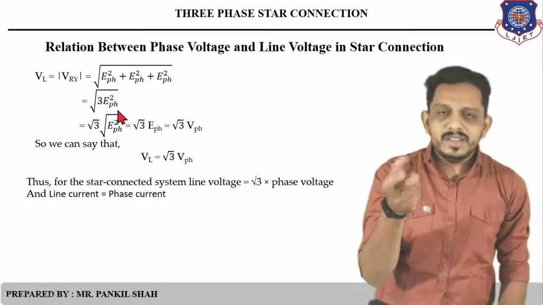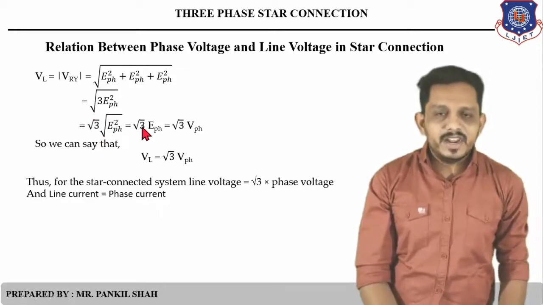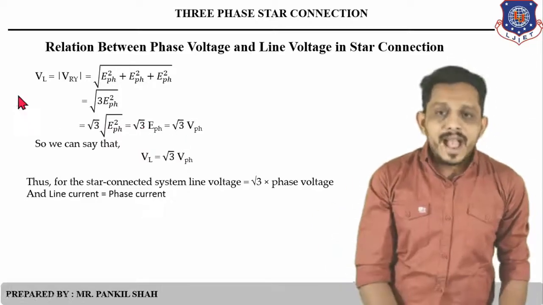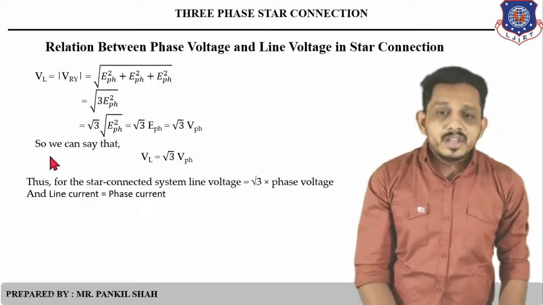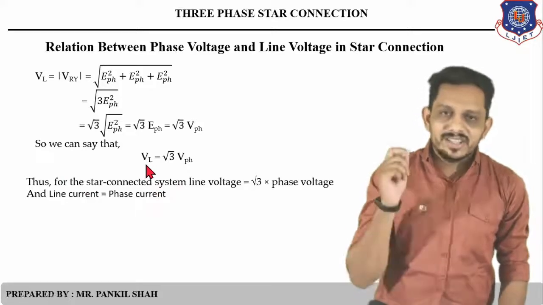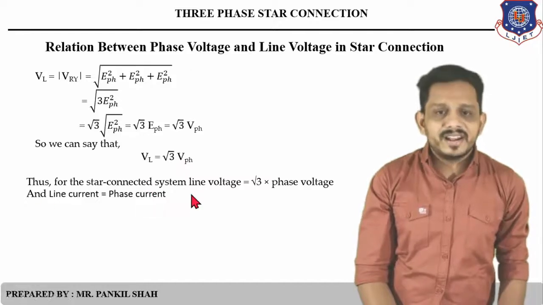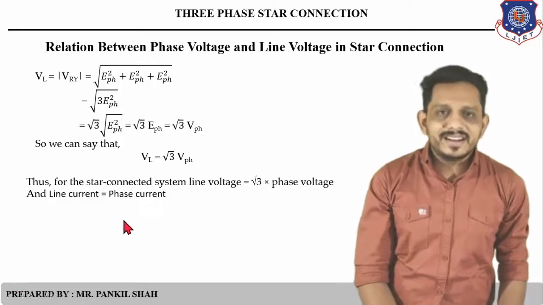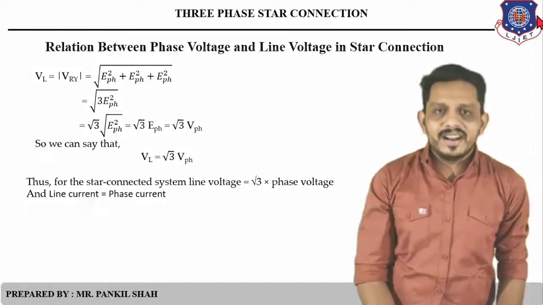If we take the square root of both terms, then it will be root 3 and the square root of E phase square. So removing the under root from the second term, it will be root 3 times E phase, or you can say root 3 times V phase. This root 3 V phase is the value of the line voltage. So we can say that the line voltage in star connection is root 3 times the phase voltage. For a star connected system, line voltage equals root 3 times the phase voltage, and line current equals the phase current. This is the relationship between voltage and current in a star connected system.